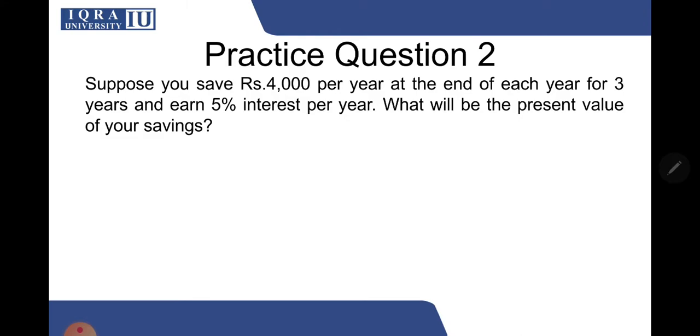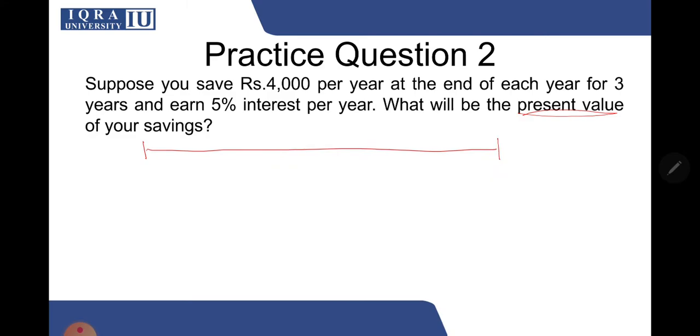So in this question you need to find out the present value instead of the future value. We're going to solve this question through both formulas, the single cash flow formula as well as the present value annuity formula, so that you can see that both formulas will give you the same answer, but the annuity formula is a shorter way of doing it.